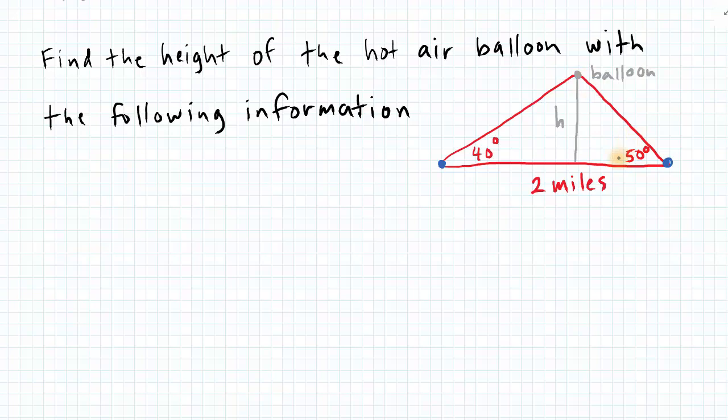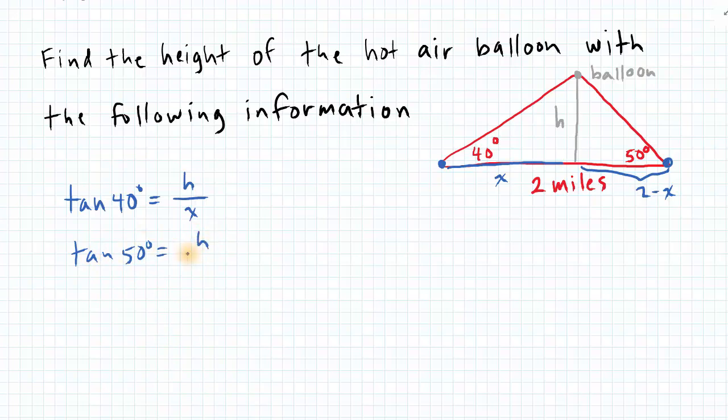First, we'll set up two triangle equations using the tangent function. So tangent of 40 degrees will be h divided by, and we have to look down here. We know the whole distance is 2. Let's call this first part x, and that will make the second part 2 minus x. So we'll have h over x as our first equation, and then tangent of 50 degrees will be h over 2 minus x.